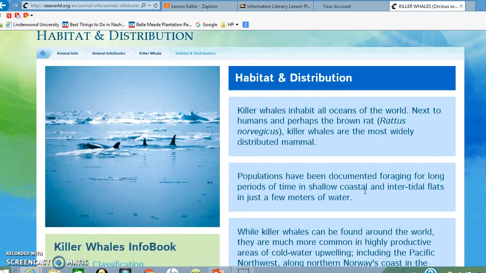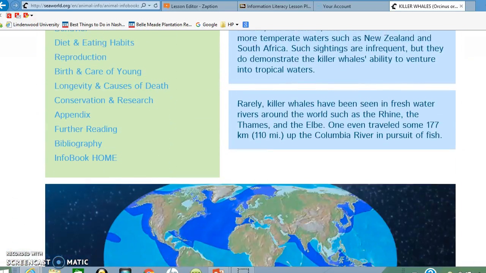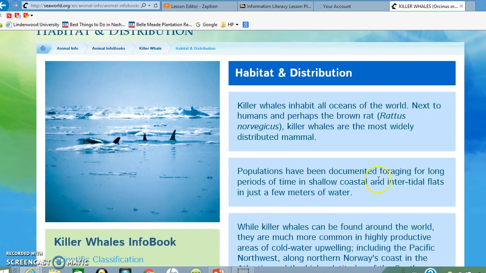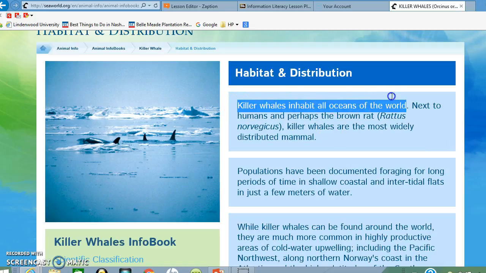So this is our article that we're going to look at. Looks pretty nicely laid out. Is it accurate? So let's look at some of the information it gives us. Killer whales inhabit all oceans of the world. That's reasonable.